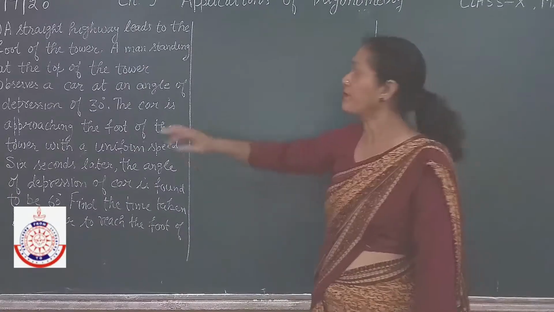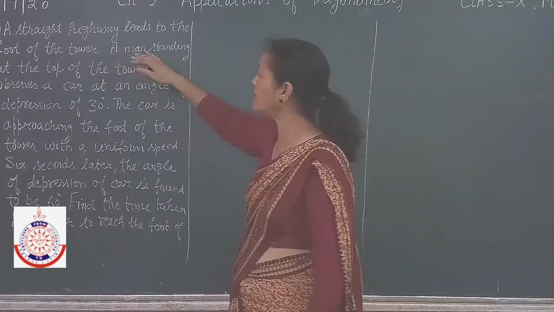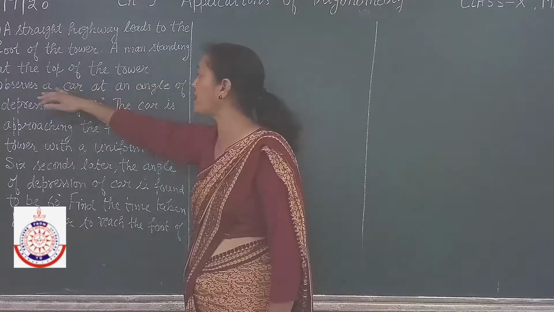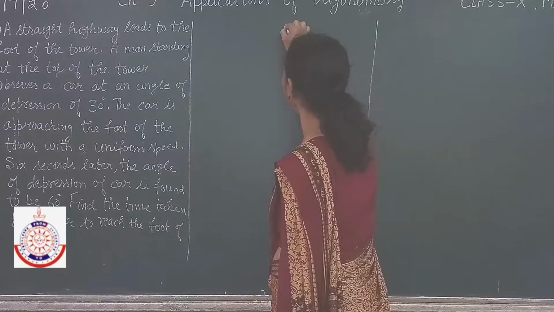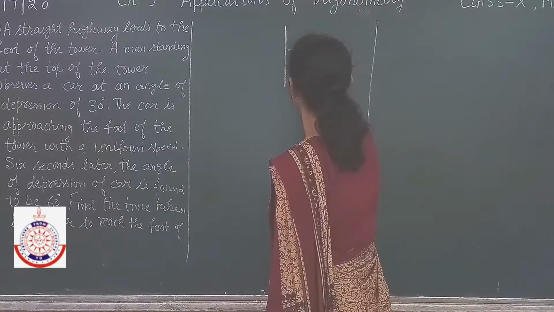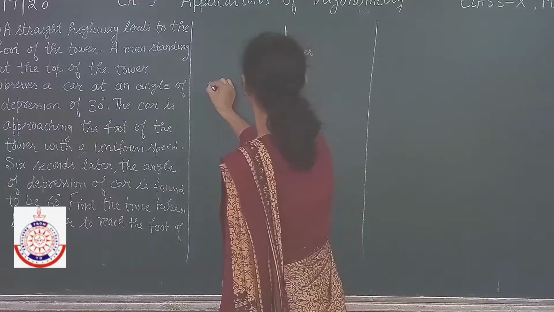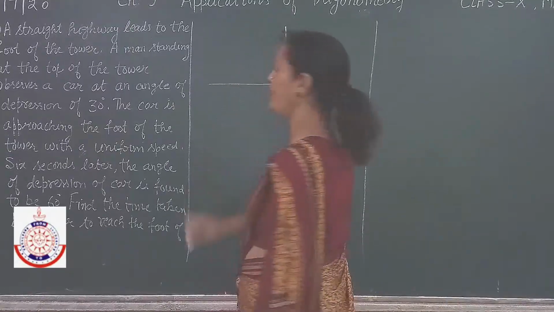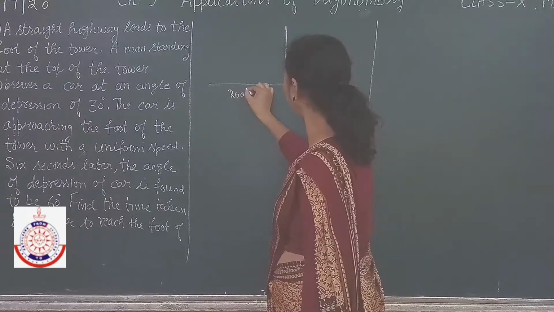Next question. A straight highway leads to the foot of the tower. A man standing at the top of the tower observes the car. So first of all, what do we have? We have a tower and a highway road leading towards the tower.